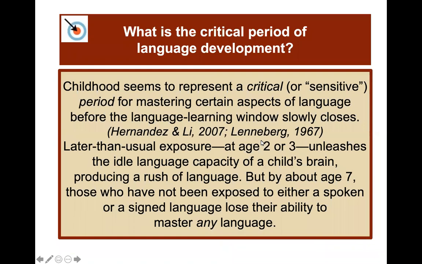So is there a critical period? Childhood seems to represent a critical, or what we call sensitive, period for mastering certain aspects of a language before the language window slowly closes. Later than usual exposure at age 2 or 3 unleashes the idle language capability of a child's brain, producing a rush of language. But by about age 7, sorry about my dog in the background, those who have not been exposed to either a spoken or a signed language may lose their ability to completely master any language.